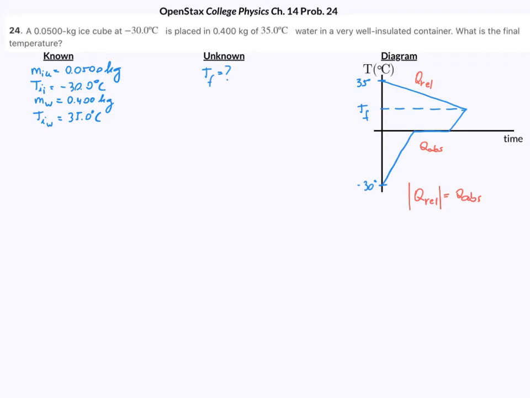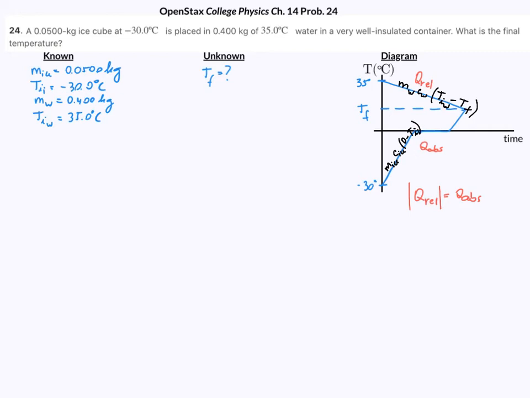Now, I like to write on these lines what they represent. I know that water cools down from 35 degrees Celsius. So the heat released is the mass of water, specific heat of water, times the higher temperature minus the lower temperature so that I have a positive quantity, an absolute value of Q released. That's going to be T initial water minus T final. Then I have the ice that is warming up from negative 30 degrees. That would be mass of ice times the specific heat of ice times T final, which is 0, minus T initial ice.